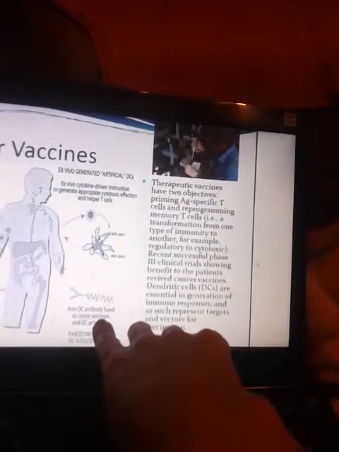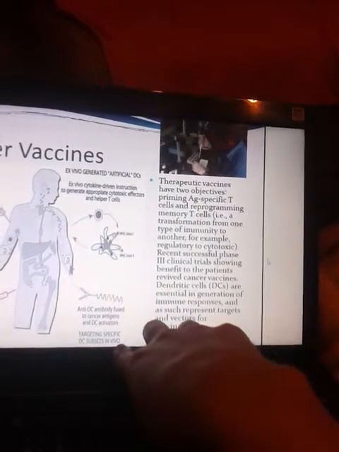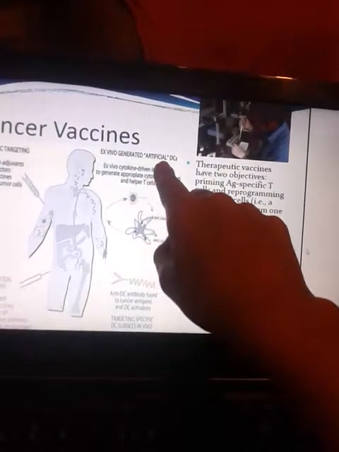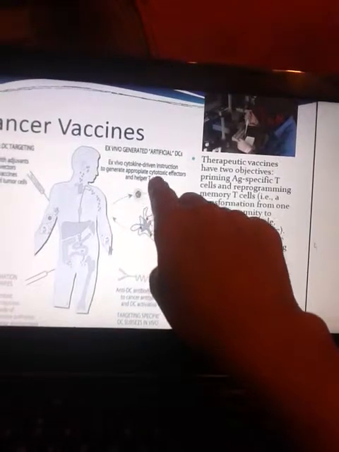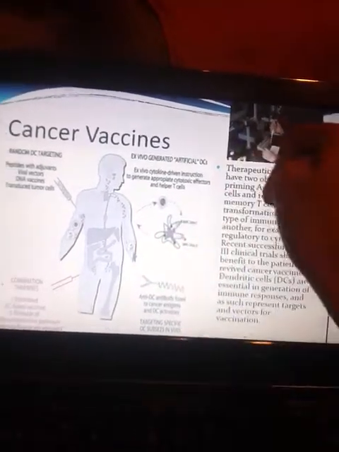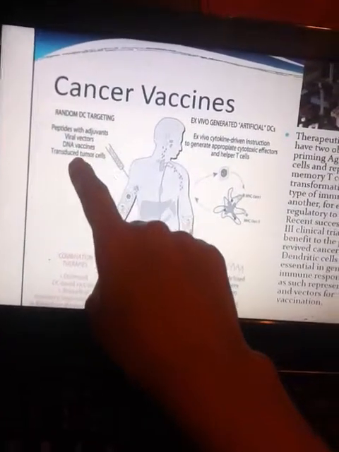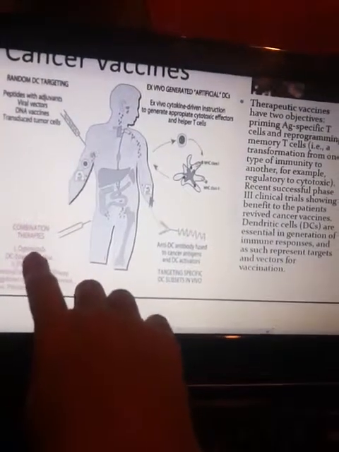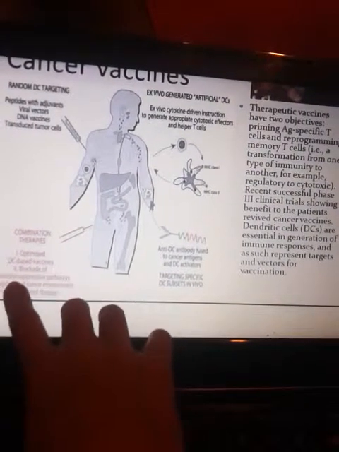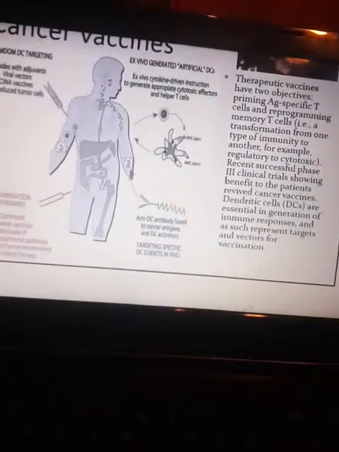Anti-DC antibody fused to cancer antigen and DC activators targets a specific DC subset in vivo. Ex vivo generated artificial DC, with ex vivo cytokine-derived instruction, generate appropriate cytotoxic effectors and helper T cells. Random DC-targeting peptides with adjuvant, viral vector, DNA vaccine and transduced tumor cells. Combination therapy with optimized DC-based vaccine, blockade of regulatory and suppressive pathways, breakdown of the tumor environment, and personalized therapy. It means the cancer vaccine has a different way.